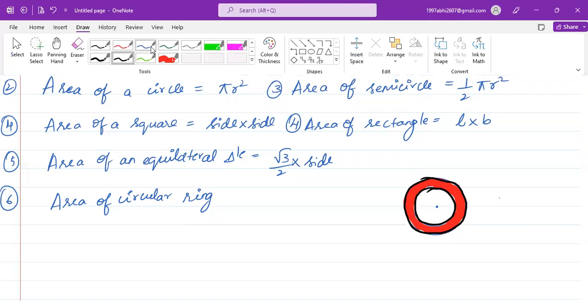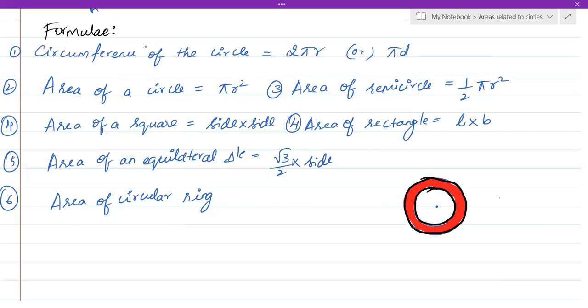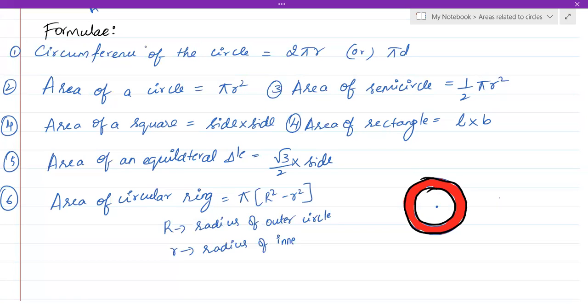Once again, area of the circular ring is given by pi into capital R square minus small r square, where capital R is the radius of the bigger circle or outer circle. Small r is the radius of the inner circle. So how did we get it?